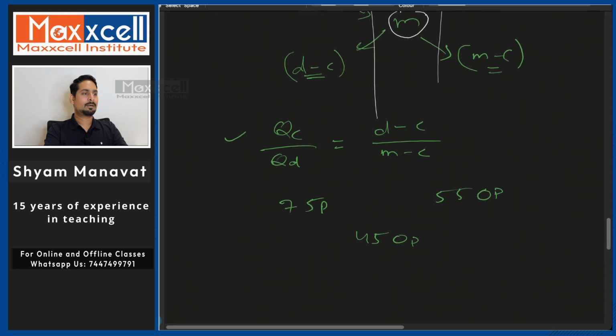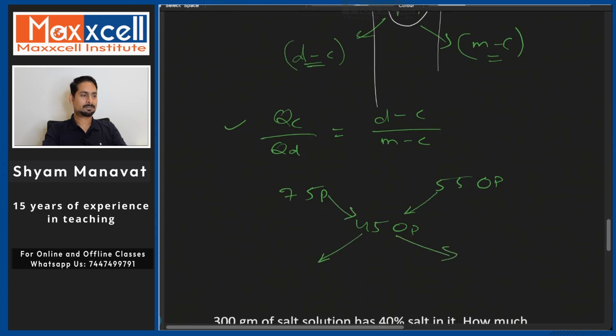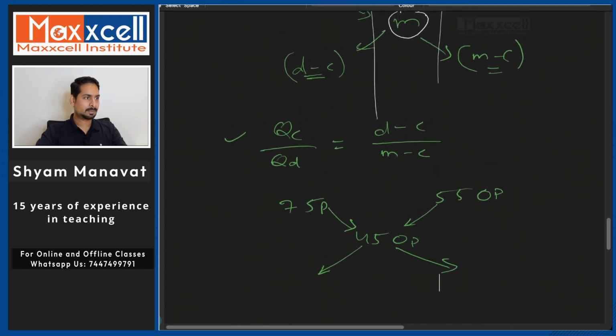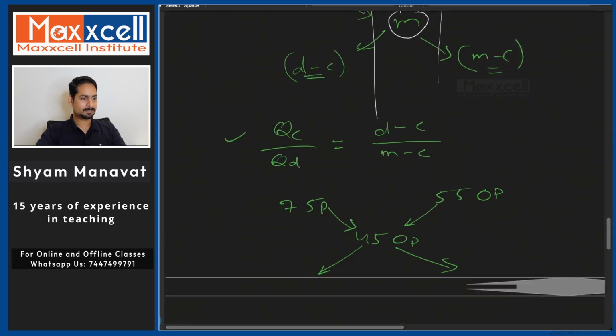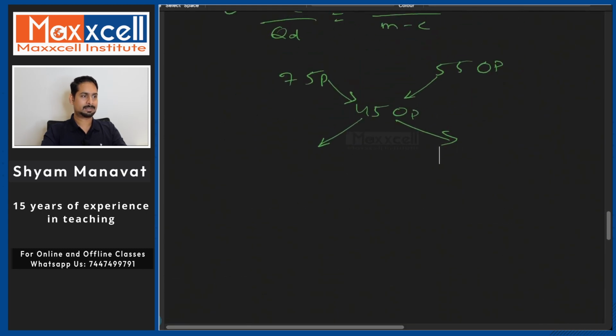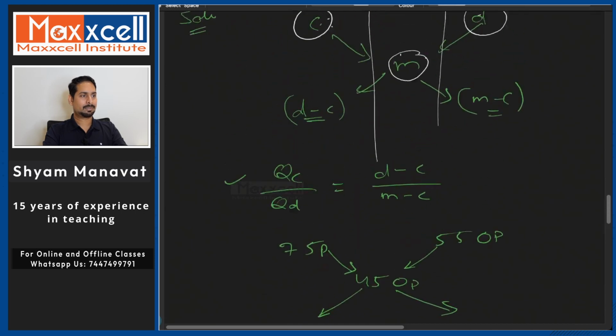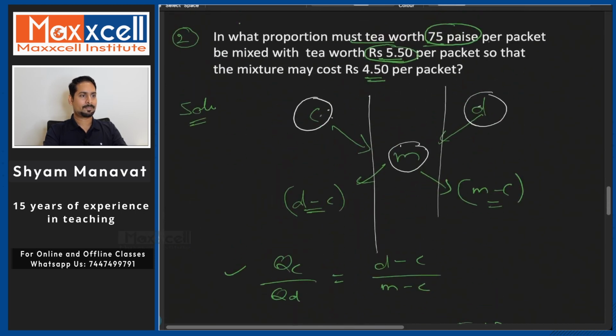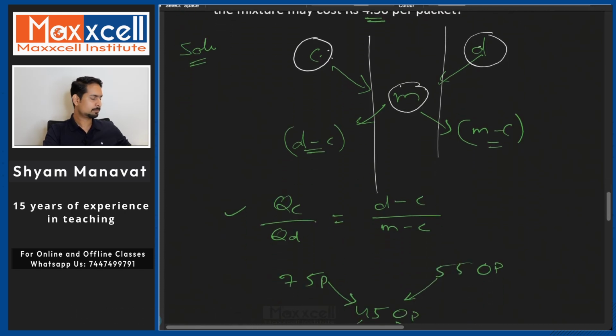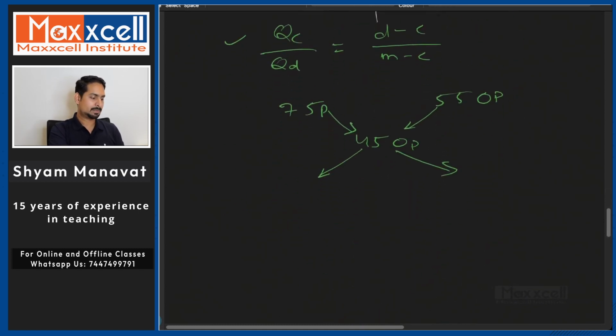Now I'll do the cross difference. What is the cross difference? Take the cross difference. Yes, that's what we need to find, no? Mix with, okay. In what proportion? Proportion, ratio, same thing. In what ratio we have to mix both of them. So let's look at this.